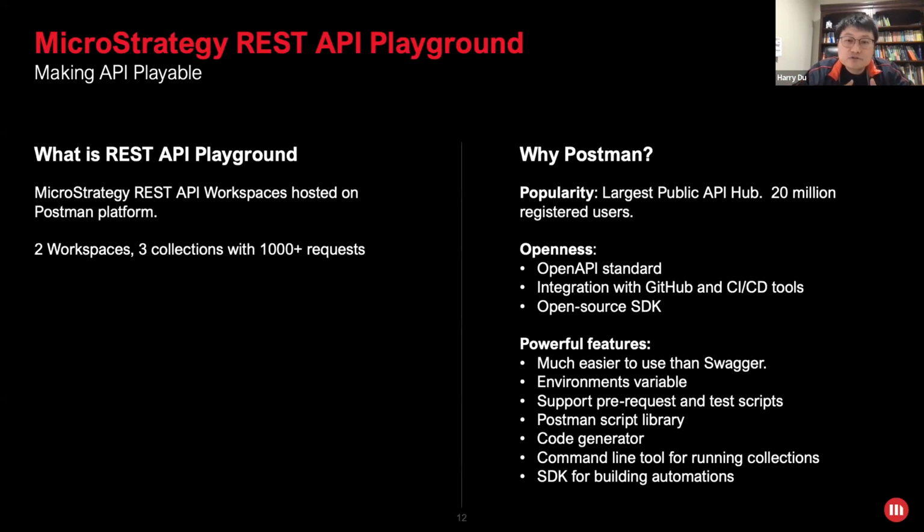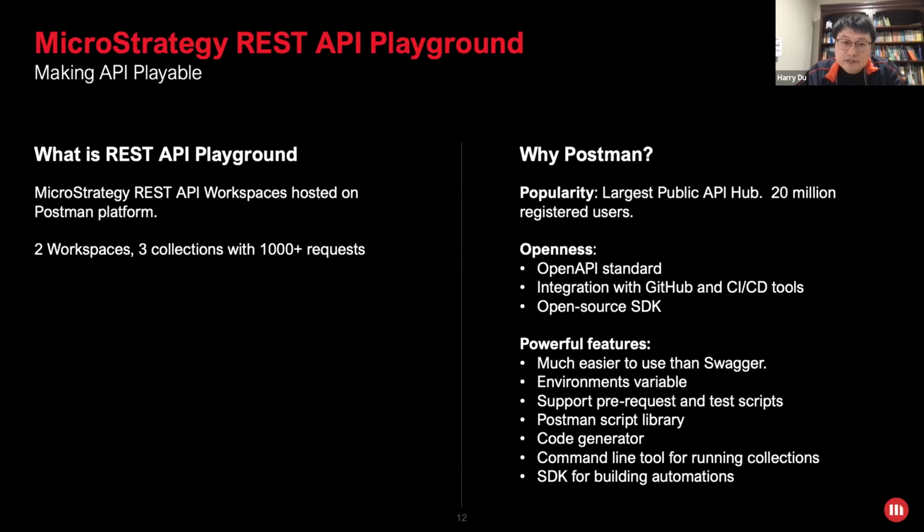And why do we choose to use Postman? First, Postman is very popular in the developer community. It is the most popular public API hub. It has more than 20 million registered users. And secondly, it's open, so it supports many standards. It supports the OpenAPI standard, which is what we use to define our REST APIs.